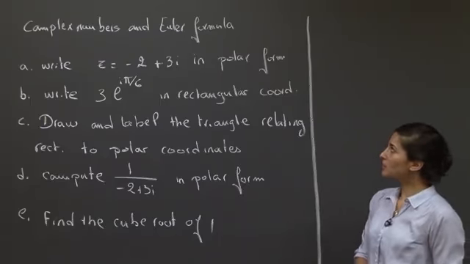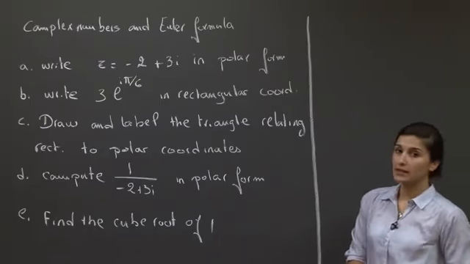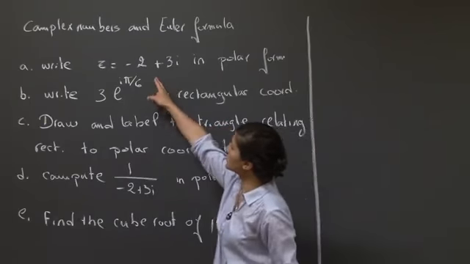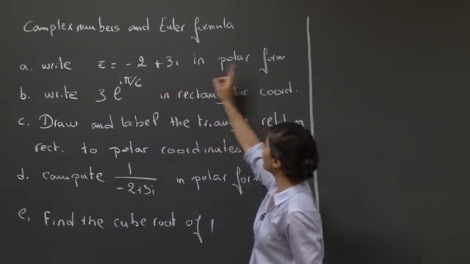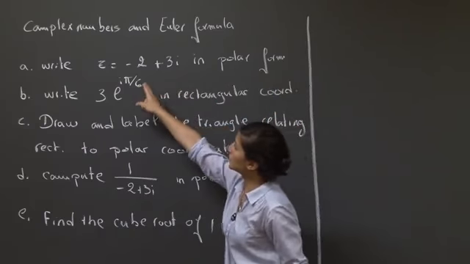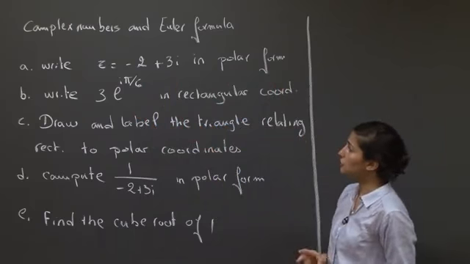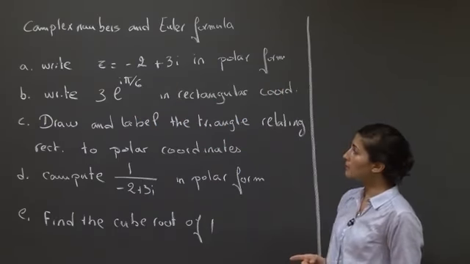Hi, today we will explore complex numbers and Euler's formula. So the first part of the problem is to write the complex number -2 + 3i in polar form, and at this point it's written in rectangular coordinate form. The second question asks you to do the reverse, to write 3e^(iπ/6) in rectangular coordinate form.